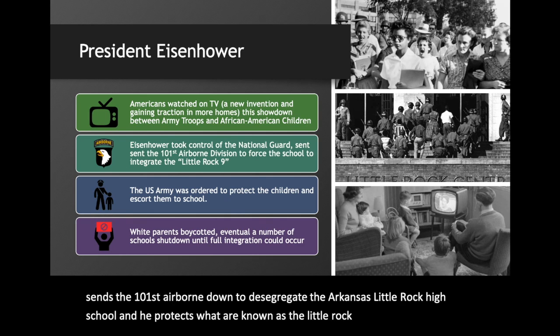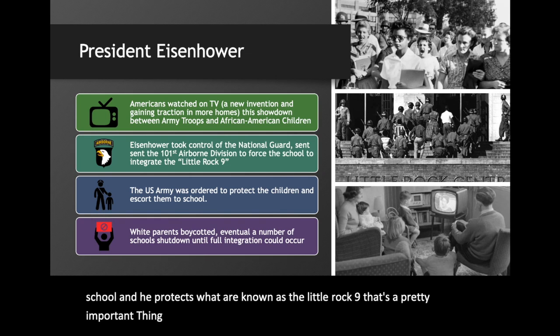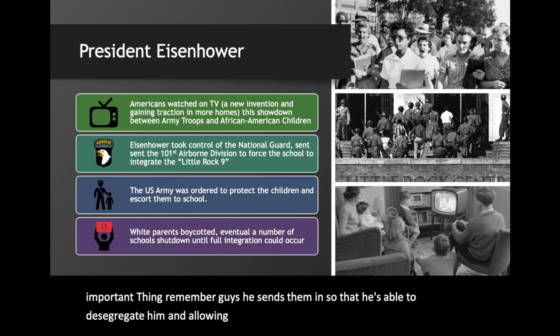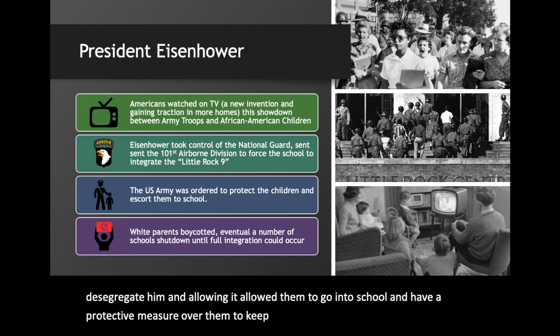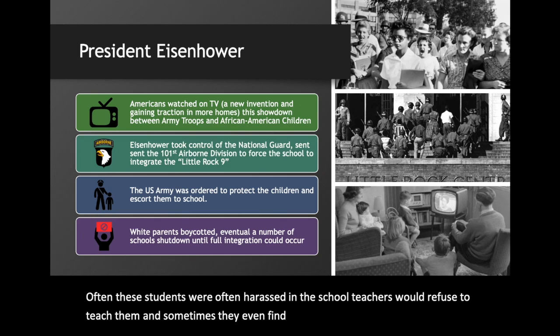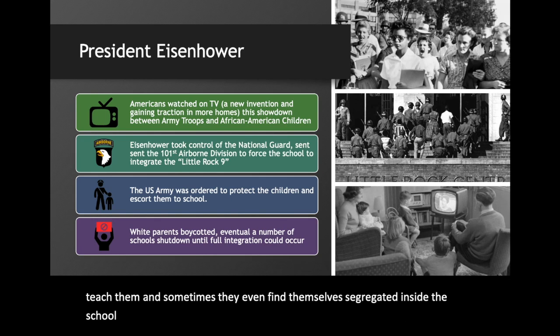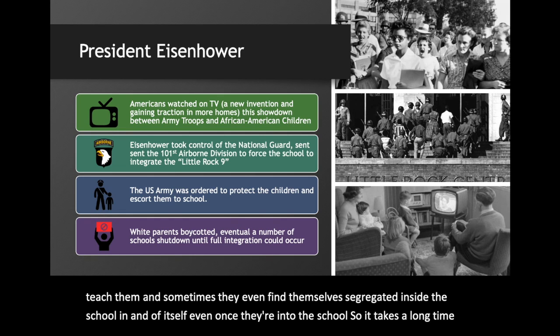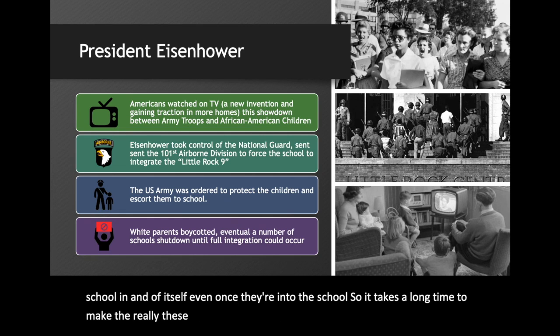That's a pretty important thing to remember, guys. He sends them in so that he's able to desegregate the school and allow them to go in and have a protective measure over them to keep away the mobs. However, even with that happening, these students were often harassed in the school. Teachers would refuse to teach them, and sometimes they'd even find themselves segregated inside the school, even once they're into the school. So it takes a long time to make these monumental changes that we see now.